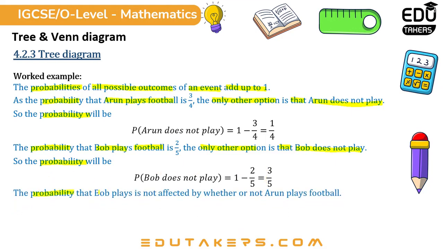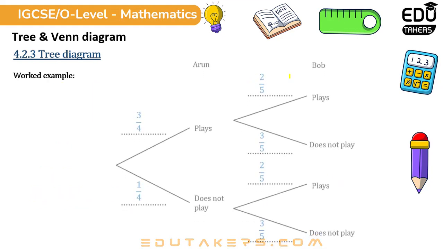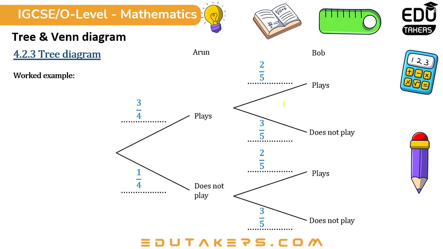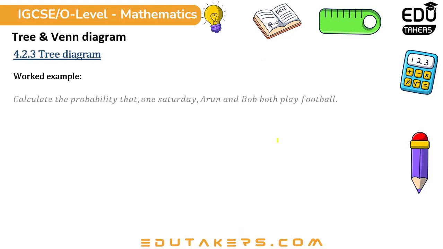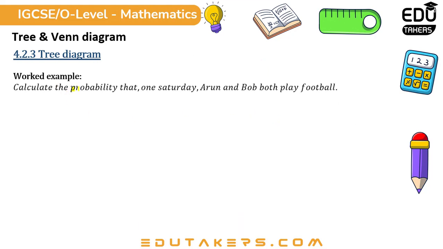The probability that Bob plays is not affected by whether or not Arun plays football. So it will be like this. For Arun plays 3/4, does not play will be 1/4. And for Bob plays 2/5, does not play will be 3/5. Now calculate the probability that one Saturday Arun and Bob both play football.